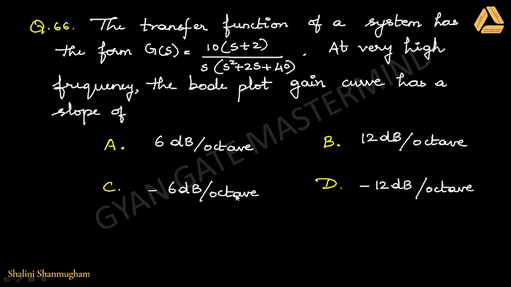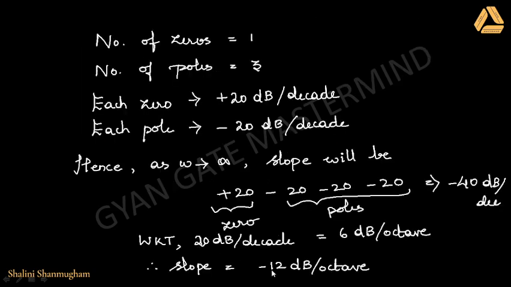They have asked to find it in terms of decibels per octave. We know that 20 decibels per decade is nothing but 6 decibels per octave. So just by equating, you will get the slope as minus 12 decibels per octave.